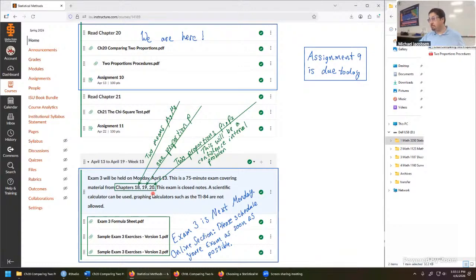Okay, well, exam 3 is supported exactly the same way as exams 1 and 2. There'll be a formula sheet. That formula sheet is going to help out with whichever procedures might come up on these 3 questions across the chapters. As well as extra practice, you can take a look at the sample exam 3 exercises version 1.